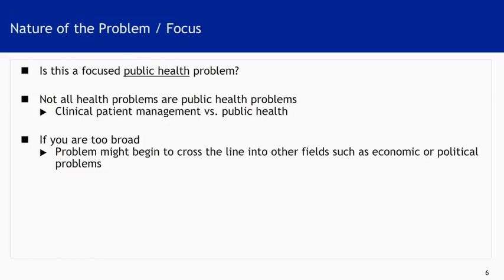The nature of the problem is more than just determining whether the problem is a public health problem. The nature of the problem must also be focused into a manageable size. If you are too broad, the problem may no longer be a public health problem if it crosses into other fields such as economic or political problems. For example, poverty. It's an important risk factor for so many disease outcomes. However, poverty is not only a public health problem, but an economic, social, geographical, and political problem.